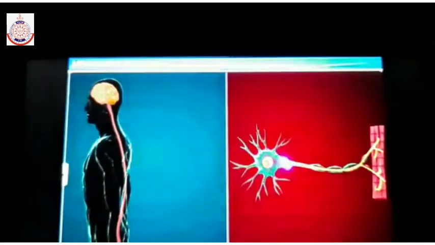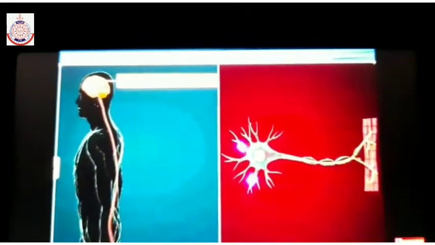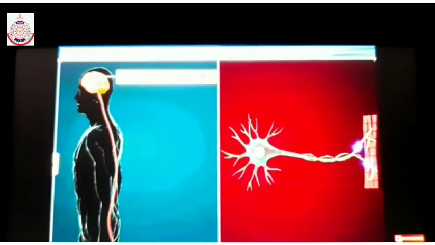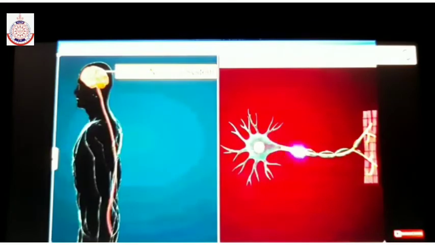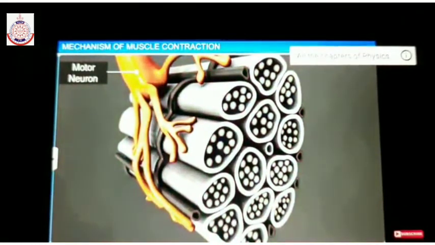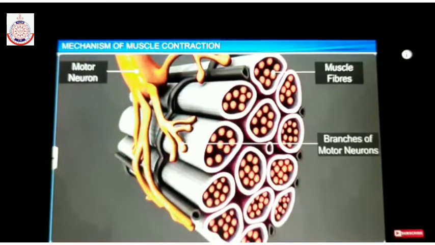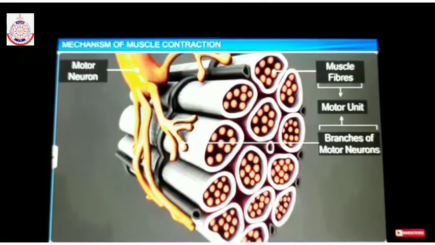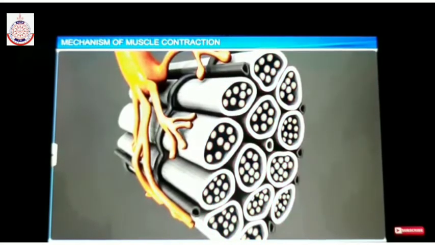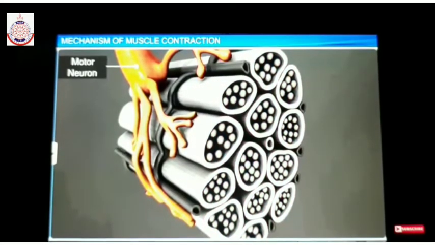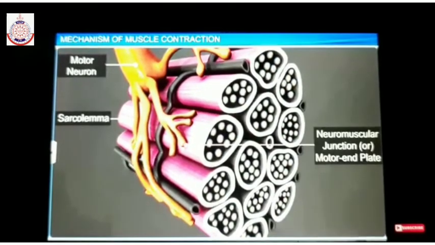Let's revise the mechanism of muscle contraction once again. The central nervous system sends the message to the muscle cell via motor neuron in the form of electrical impulses. The junction between the motor neuron and the membrane of the muscle cell, known as sarcolemma, is known as the neuromuscular junction or motor end plate.